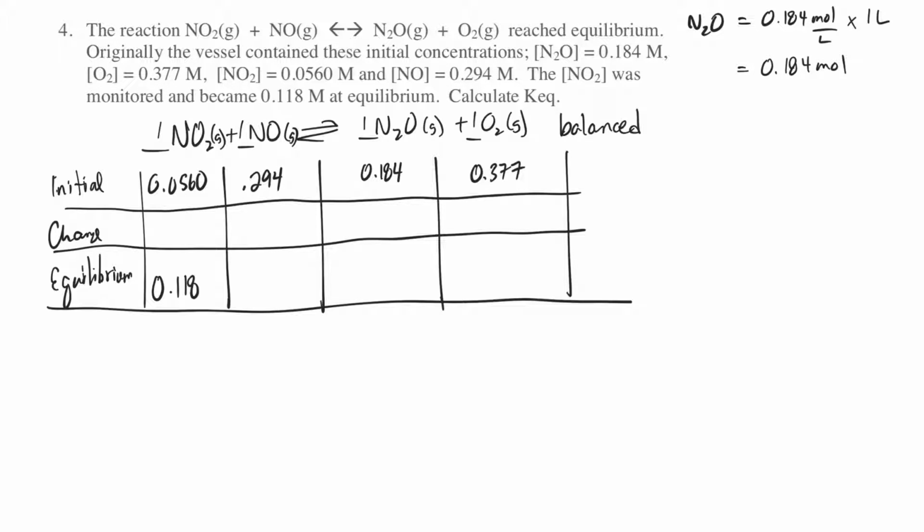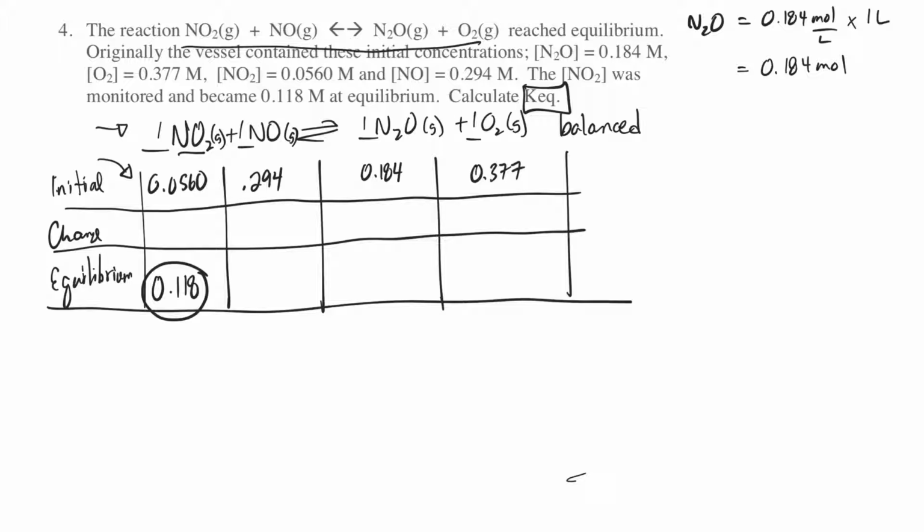All right, here's a nice ICE table question, or equilibrium question. So they give you this reaction. I wrote it down here and I balanced it. It's all 1 to 1 to 1 to 1, which is nice. And then they say initially these are the concentrations, and then the NO2, that's this one, at equilibrium was this, and so they want me to find the constant of equilibrium.